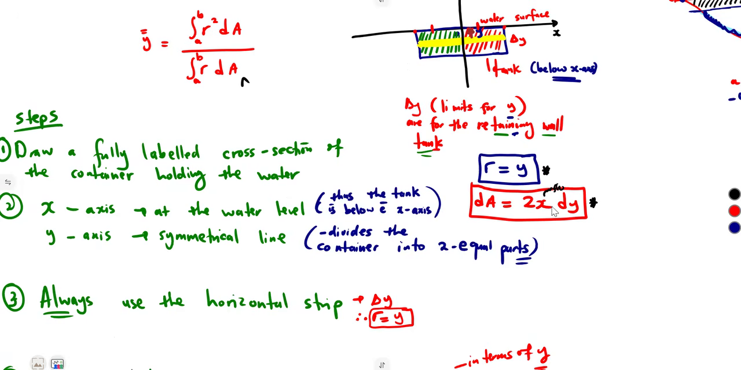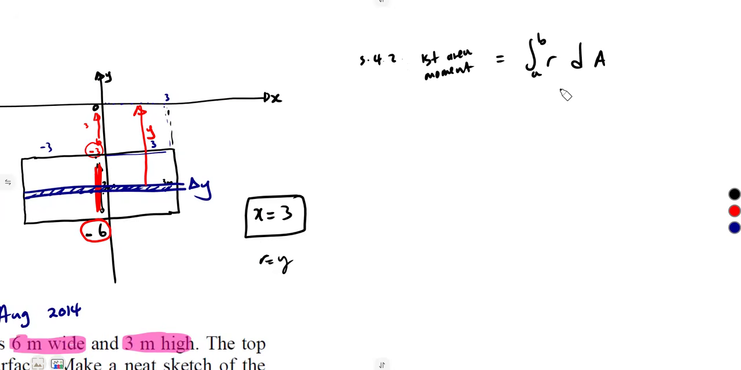Remember, r is equal to y, guys. As long as our tank is below the x-axis, always use that. So r is equal to y. We substitute our r as y. Our dA represents 2x dy, remember, two equal portions, from a to b, where in our case y is greater than or equal to negative 6 as our limits, and less than or equal to negative 3. So that's from a to b.